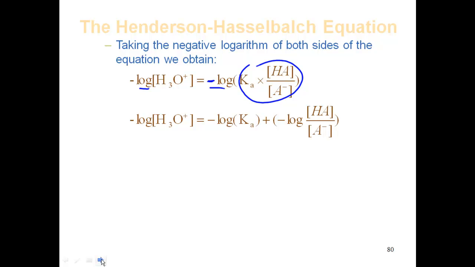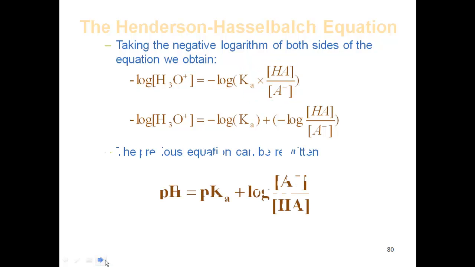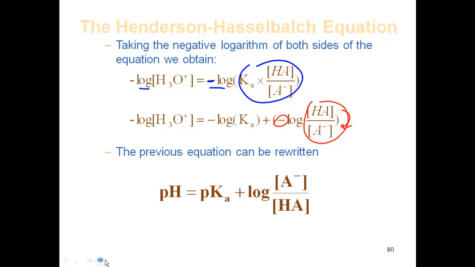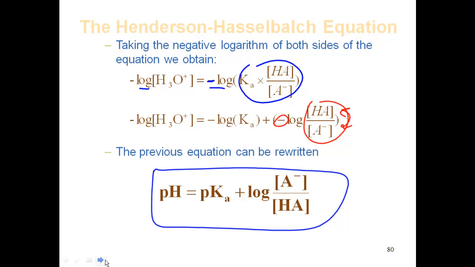What's the negative log of hydronium? Well, the negative log of any function is the p of that function. So I can change that negative log of H3O plus to pH and take the negative log of Ka and call that pKa, which gives me plus the log of A minus over the concentration of HA. Now notice these two components have flip-flopped. Mathematically, I can get rid of that negative sign by reversing my concentration. So now I have A minus in the numerator and HA in the denominator. This equation right here is referred to as your Henderson-Hasselbalch equation.